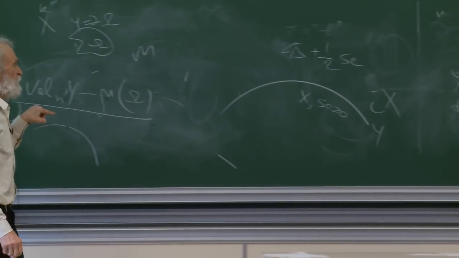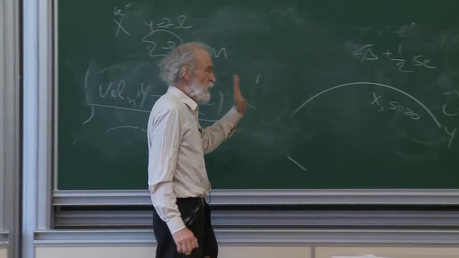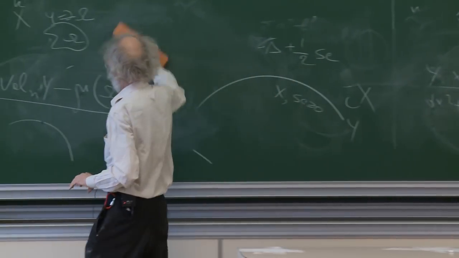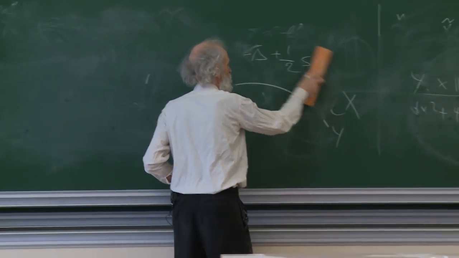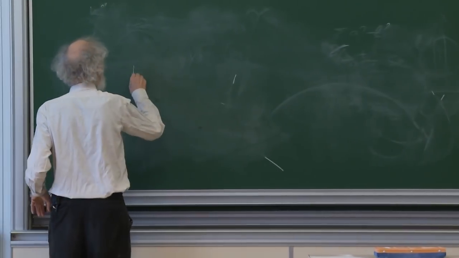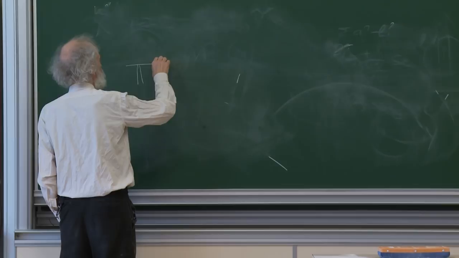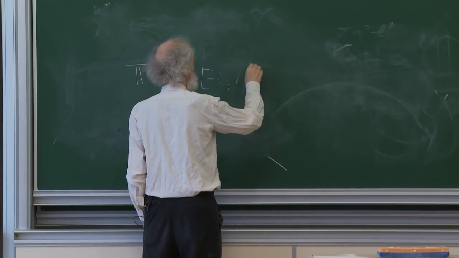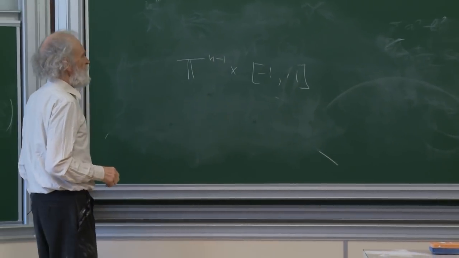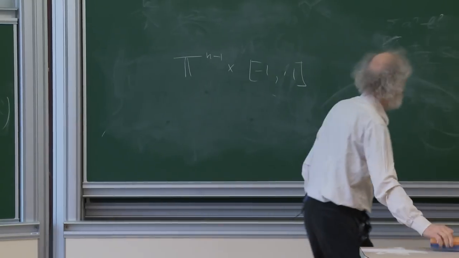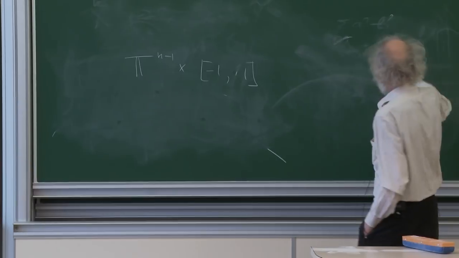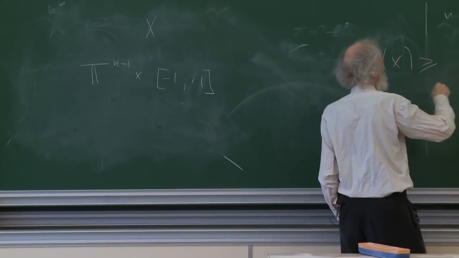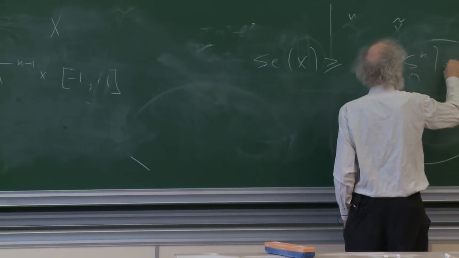However, this can be done sharp. Now, let me explain how this can be done without losing any constants in a very simple and transparent way, using the same kind of computation we had before. What I want to prove is this statement: if I have a manifold X, topologically torus cross interval, with a metric homeomorphic to that, such that the scalar curvature of X is greater or equal than the scalar curvature of the sphere, which is n(n-1).